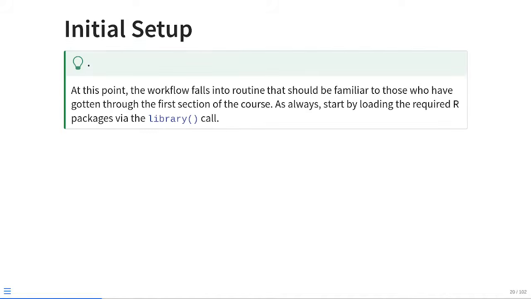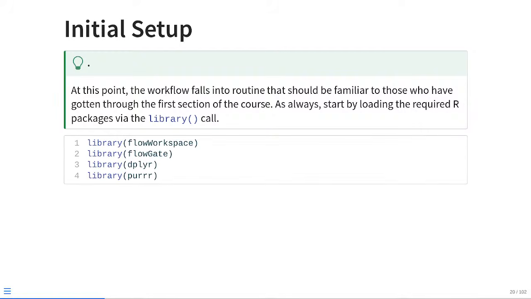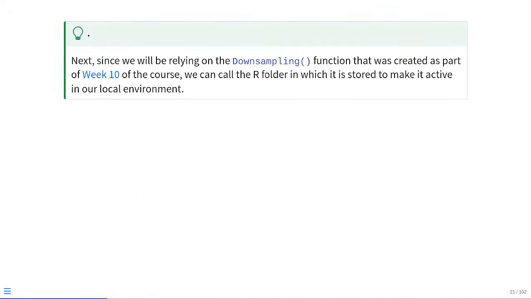Alright, so at that point, we need to go ahead and start our initial setup. So at this point, the workflow falls very much into the routine that should be familiar to those of you who have gotten through the first section of the course. As always, we'll begin by loading the required R packages that we need via the library call. In this case, we're going to go ahead and load flowWorkspace, Flowgate, dplyr, and the purrr package.